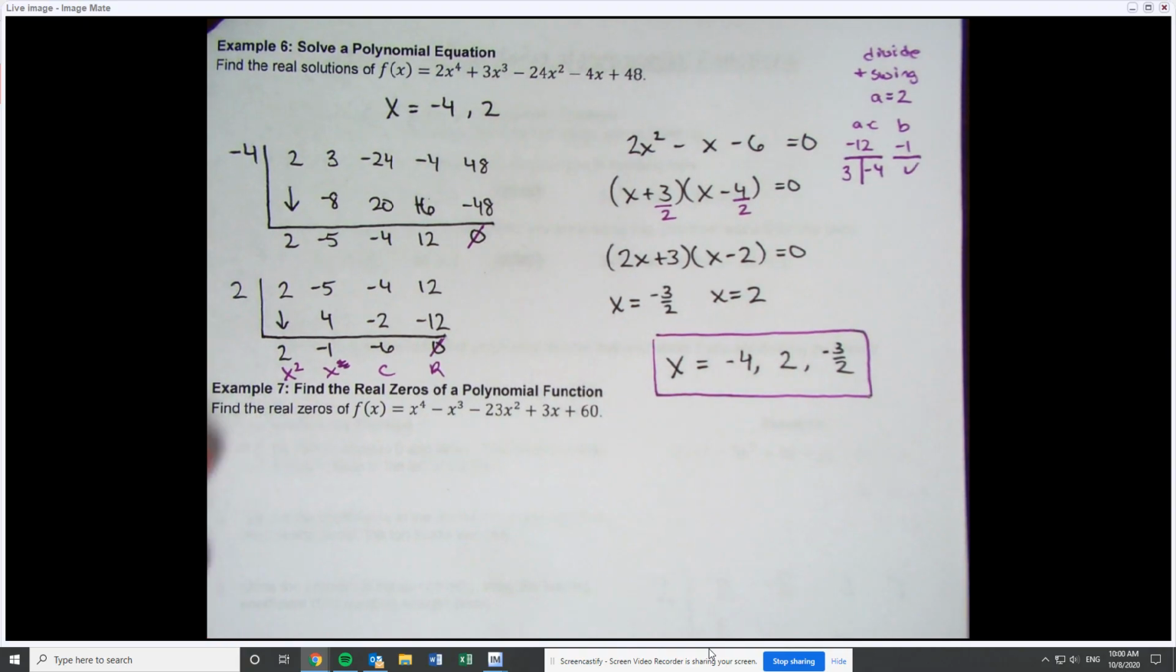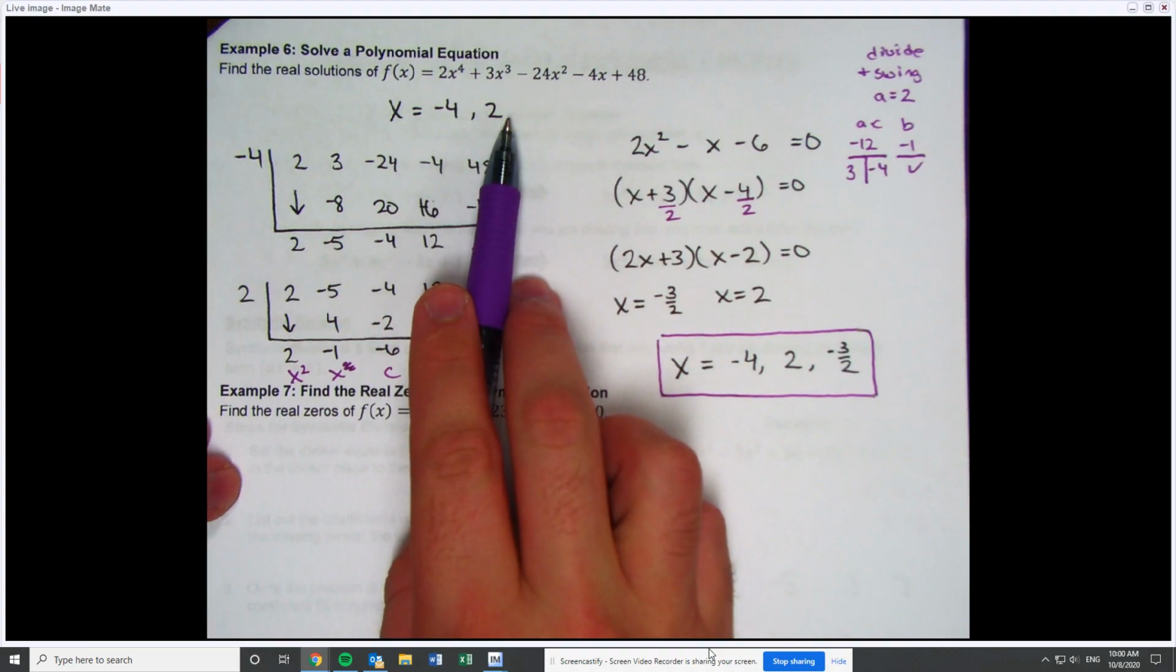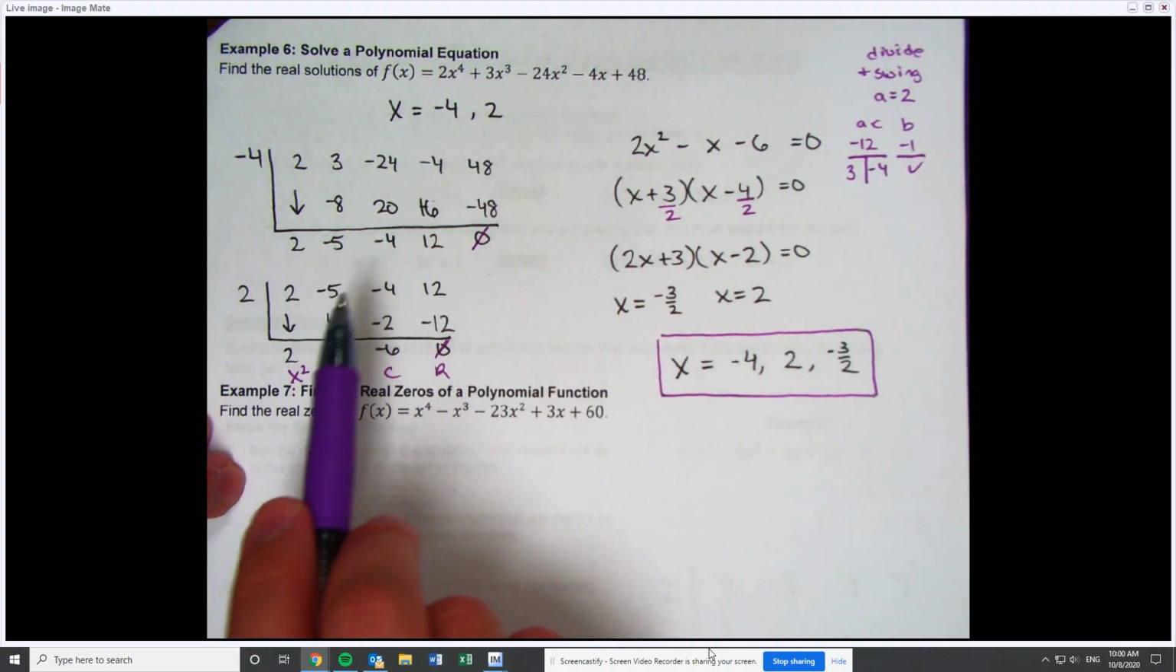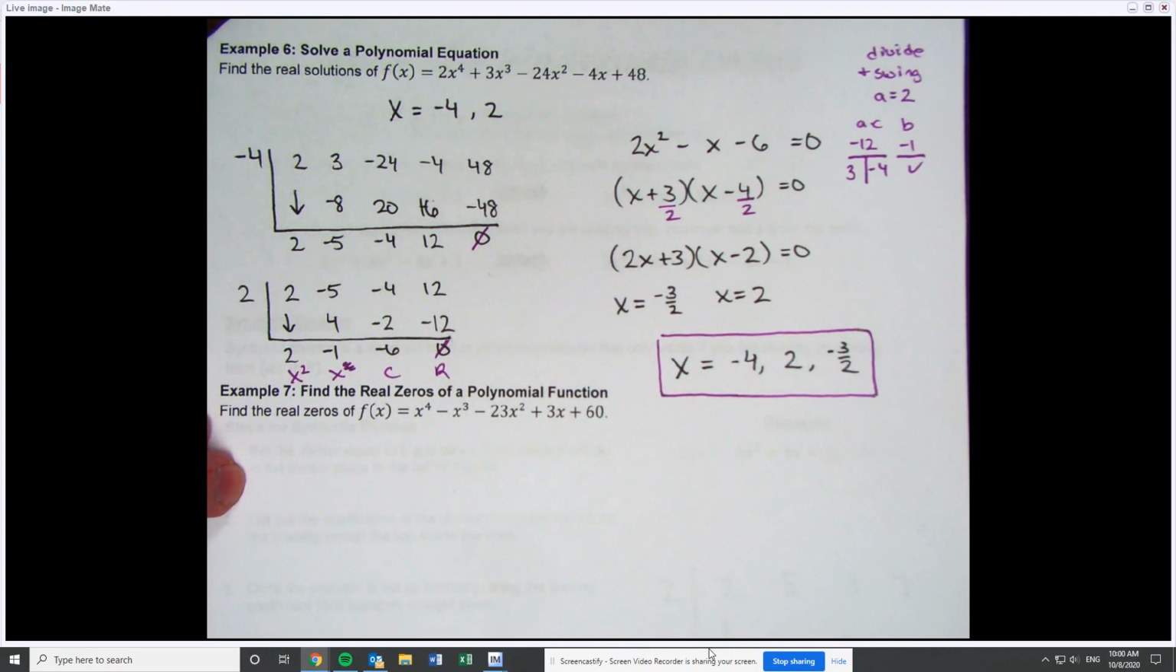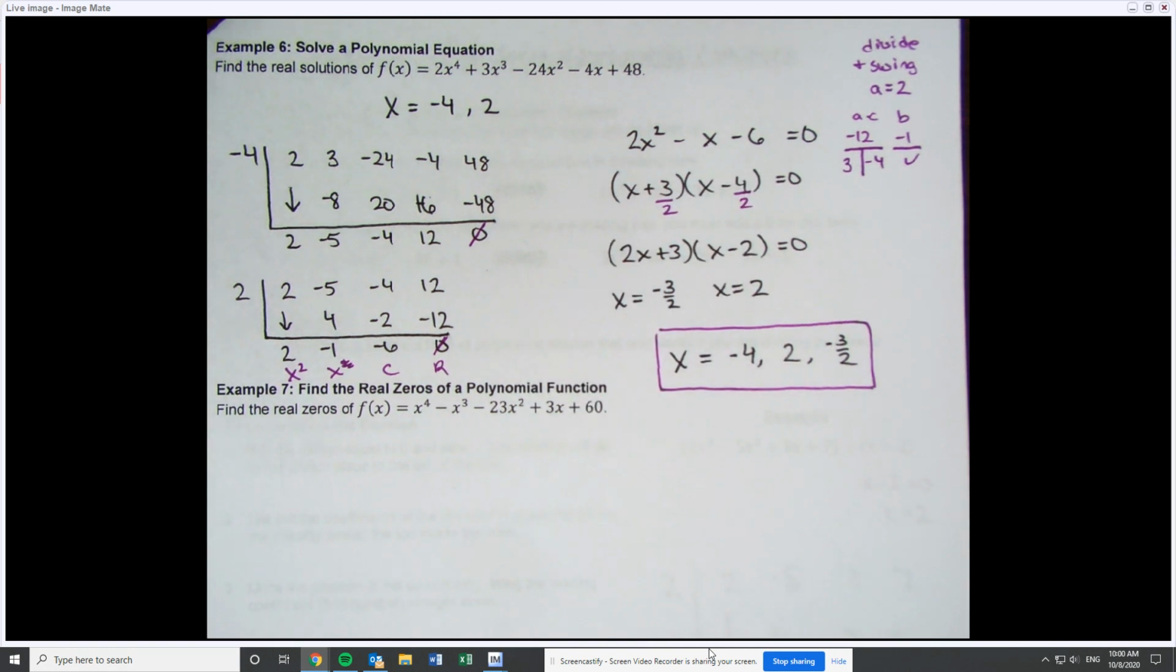So the trick on this one, if you touch, that means you could do multiplicity 2 and use synthetic division twice. But it could be multiplicity 4 or 6 or anything like that. So don't worry about that. Just solve using factoring. All right, now for the next one.